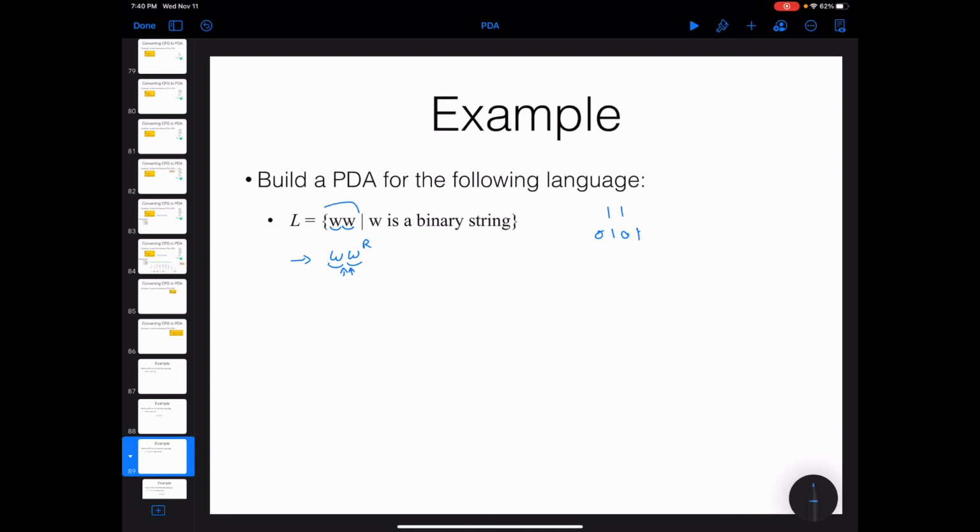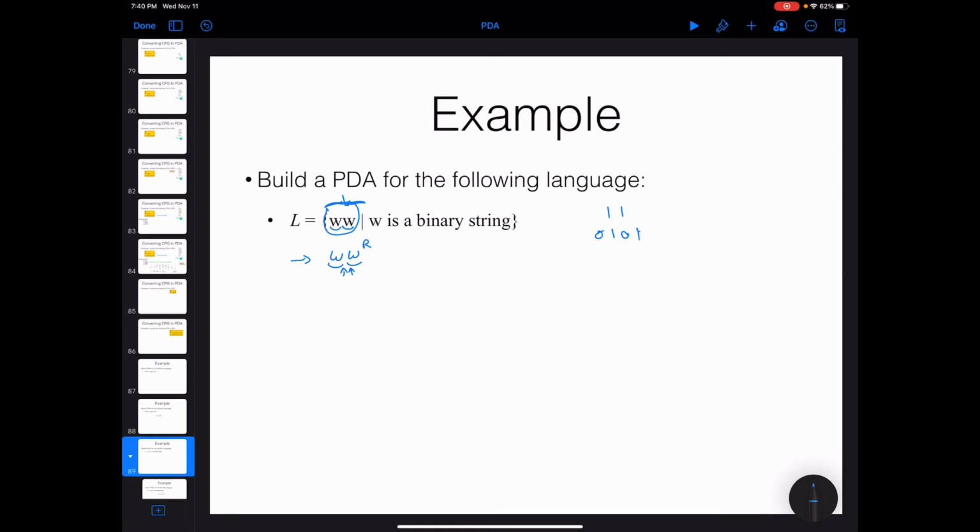But how about these types of strings, where W is repeated? Can we? No, we can't, because whatever is at the middle point, whatever is inside W, you would have to read it from the bottom of the stack, and you don't have access to it. You only have access to the top of the stack.